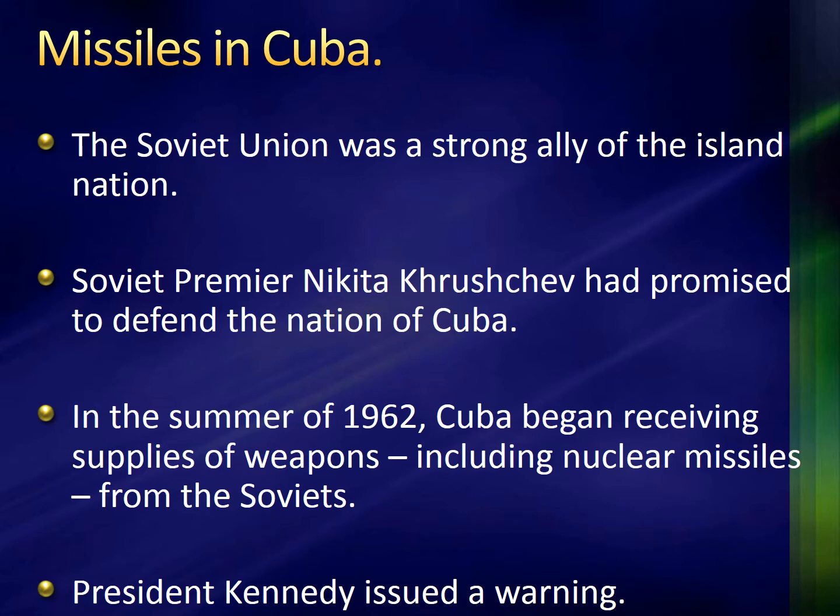All right. So the Soviet Union was also a strong ally of Cuba. We just talked about Cuba a couple slides ago. So the Soviet Union was a strong ally of the island nation. Soviet Premier Nikita Khrushchev, he's in charge of the Soviet Union at this time, had promised to defend the nation of Cuba. In the summer of 1962, Cuba began receiving supplies of weapons, including nuclear missiles from the Soviets. Now, President Kennedy issues a warning saying, listen, I'm not happy with this, but they're kind of hesitant. Again, that flexible response, they're kind of hesitant to take any type of action.